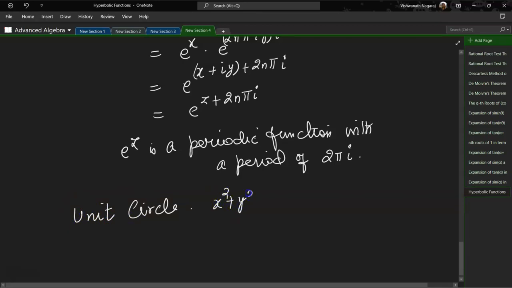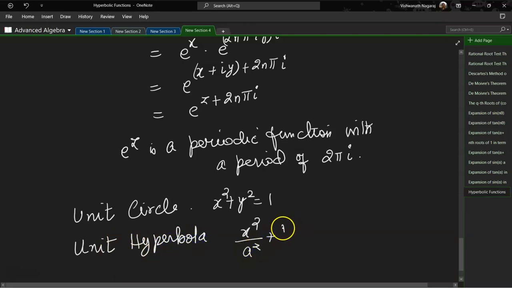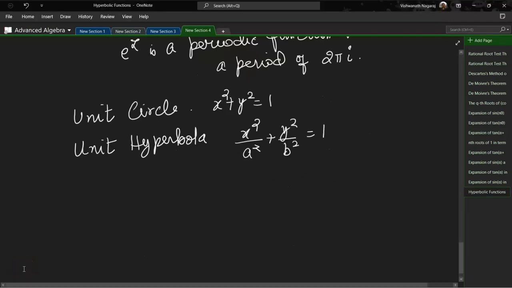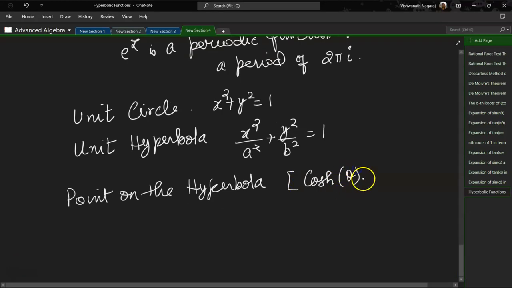x square plus y square is equal to 1. Whereas what we are going to look at is functions which are based on a hyperbola. So the unit hyperbola, x square by a square minus y square by b square is equal to 1. Okay, that's the unit hyperbola. So a point on the unit hyperbola would be cosh theta comma sinh theta.